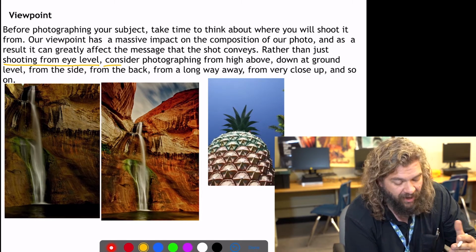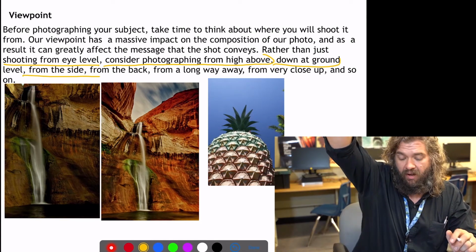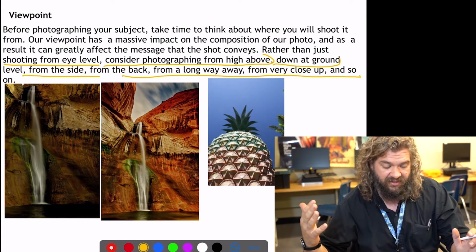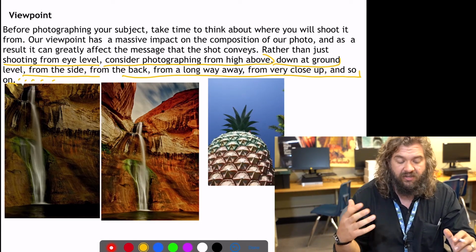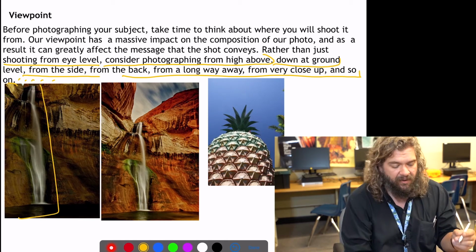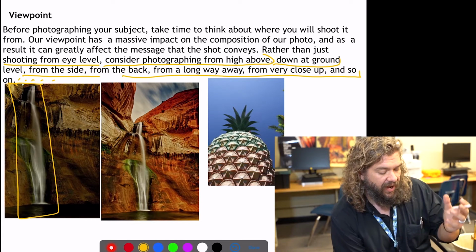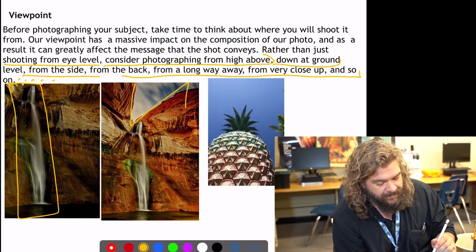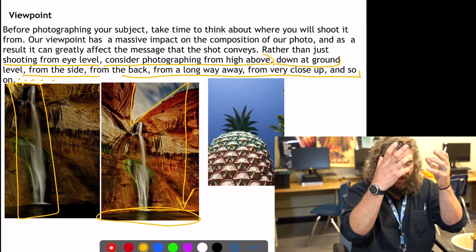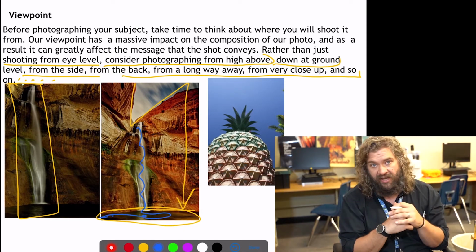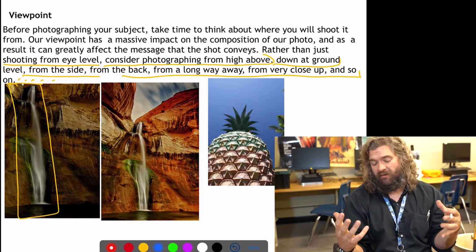Rather than just shooting from eye level, where you're standing, consider photographing from high above, down at the ground level, from the side, from the back, move around objects, from far away, from very close up, and so on, so you can create a different environment. Notice this one here. This picture is about the waterfall and how it's moving through those rocks. But the one next to it is about being in that valley, trapped down in that canyon and seeing that water pour into the space that you're at. It makes it much bigger, puts more perspective into the waterfall.